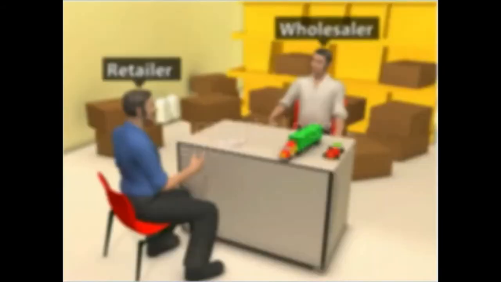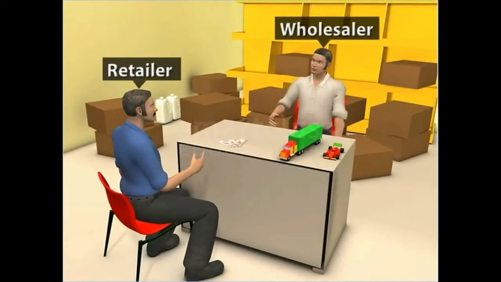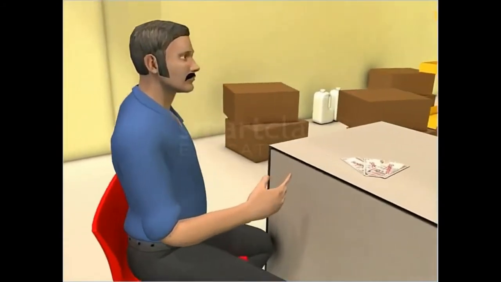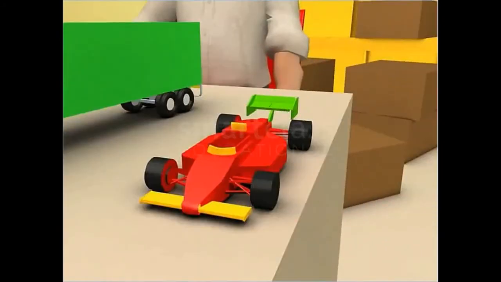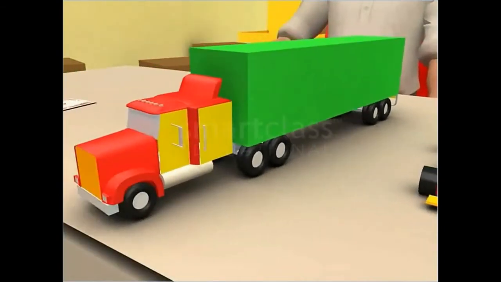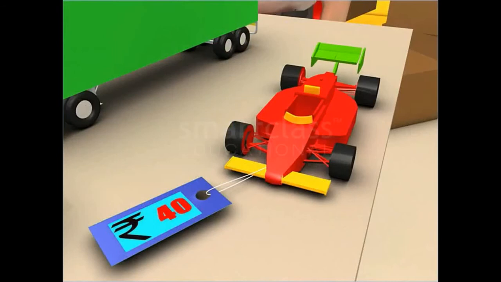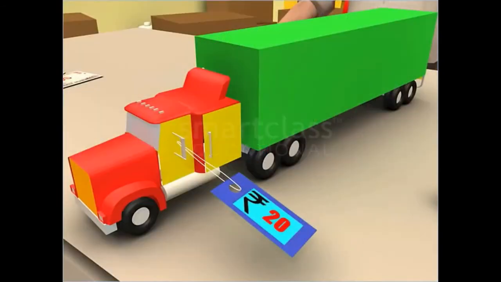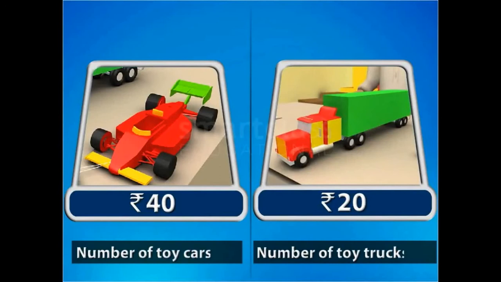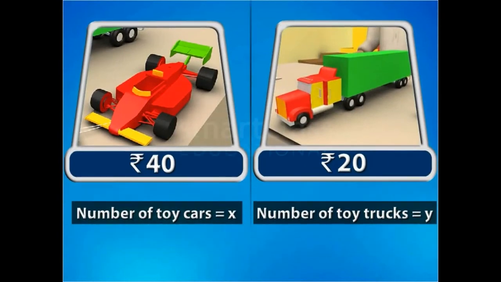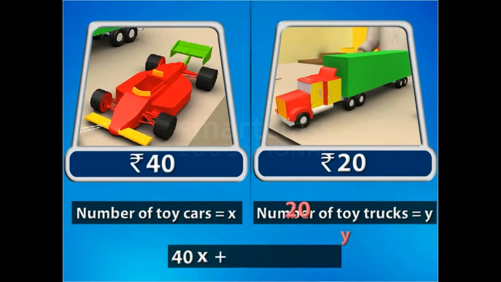Let us consider an example. Suppose a retailer has rupees 3,000 to buy toys. Say a toy car and a toy truck. A toy car costs rupees 40 and a toy truck costs rupees 20. If we assume that the number of toy cars and toy trucks to be purchased are X and Y respectively, then 40X plus 20Y must be less than or equal to 3,000.